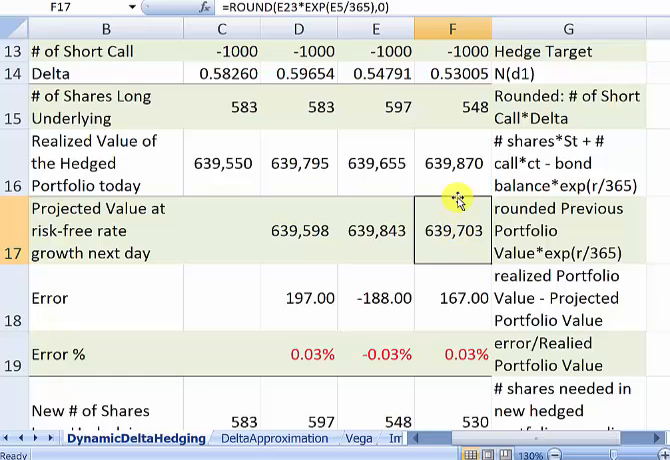And that's the realized value of the hedged portfolio today. Basically, after the price movement and time, the time has changed, right? Moved 1 day forward.